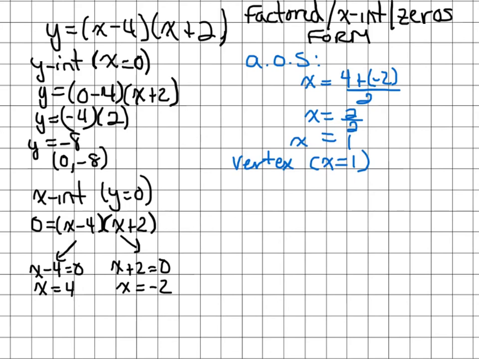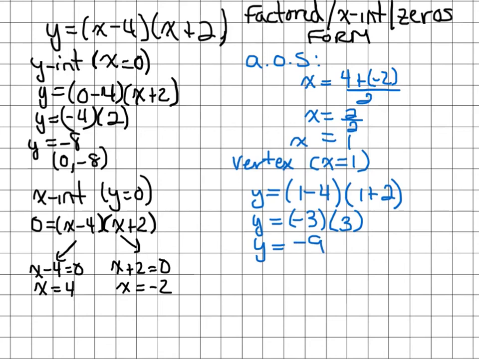So that is y equals (1 minus 4) times (1 plus 2). So 1 minus 4 is -3. 1 plus 2 is 3. And look at that, y equals -9. So the vertex is at (1, -9), as expected, as we saw with the graph and the table of values. And when we were looking at vertex form, it's the same.